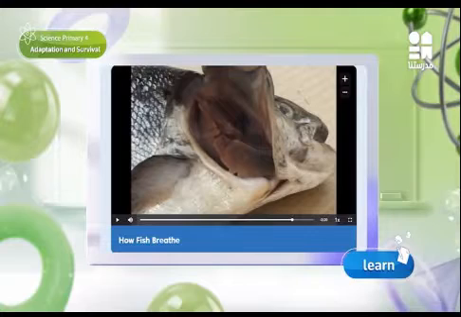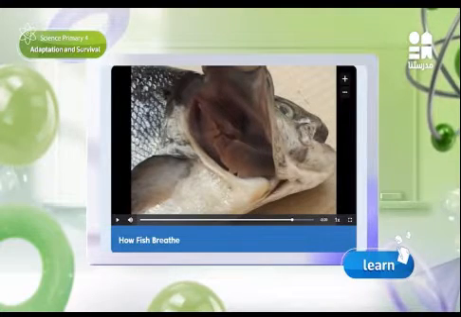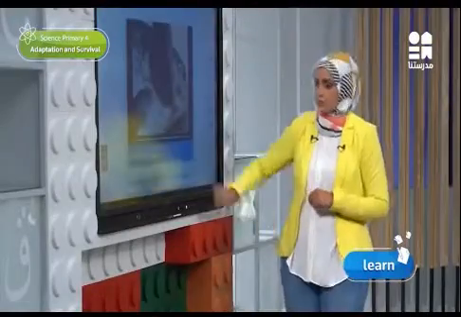Then, how does the respiration process take place in fish? Water enters the mouth of the fish and passes across the gills, just like in our lungs. Blood vessels then carry oxygen to the rest of the body. Now, I want you to read the text, then look at the questions at the end of the page.